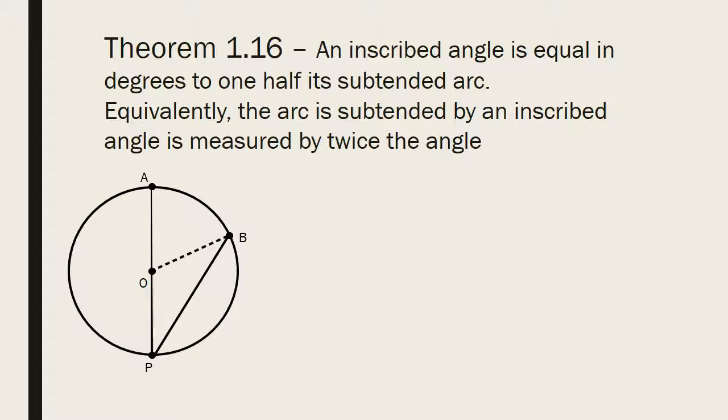Then let's draw another line from B to the center. Now, because lines BO and PO go from the exterior of the circle to its radius, their side lengths are equal, which makes triangle POB isosceles. That also means angle OPB is equal to angle OBP.